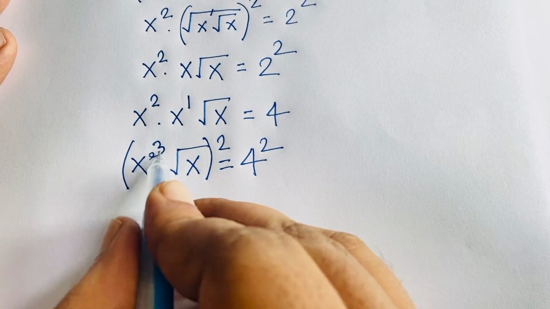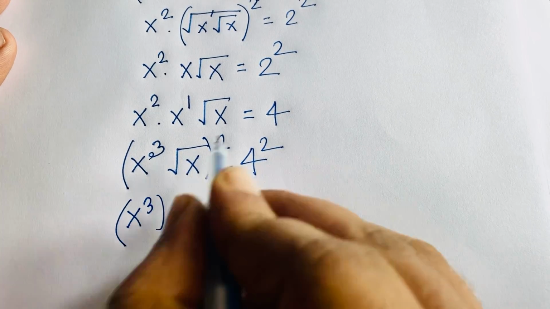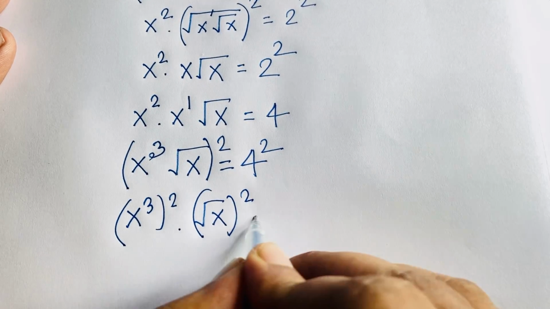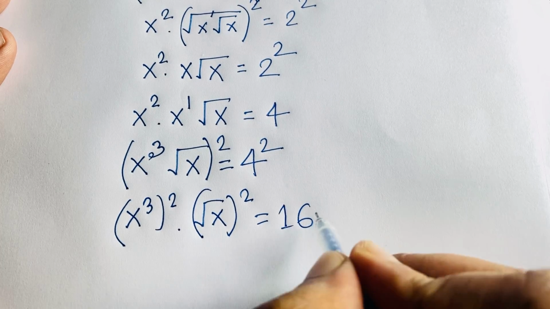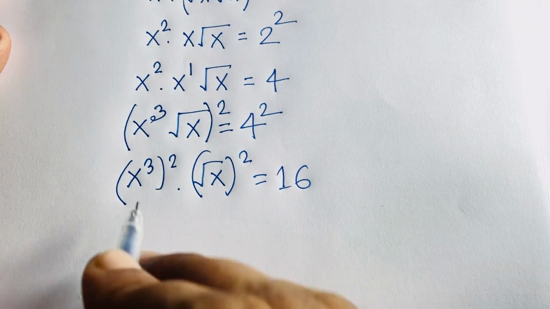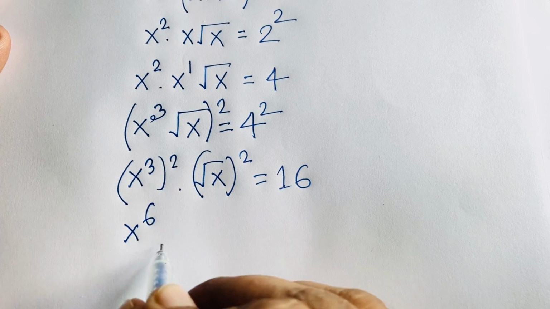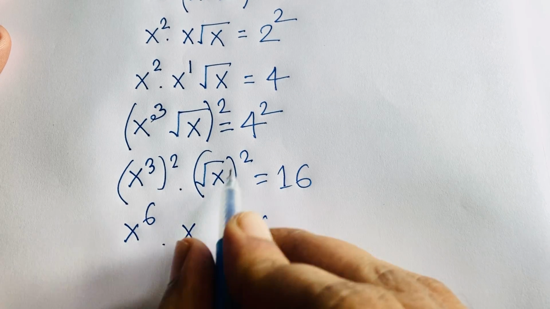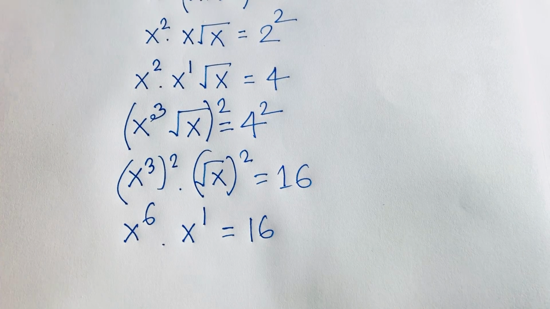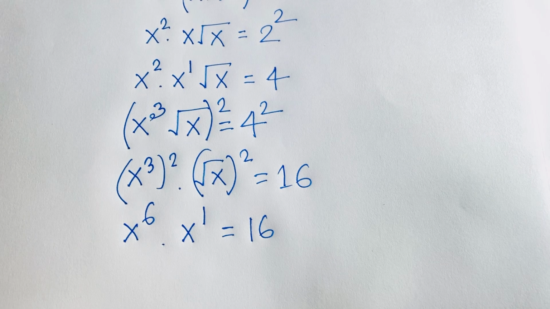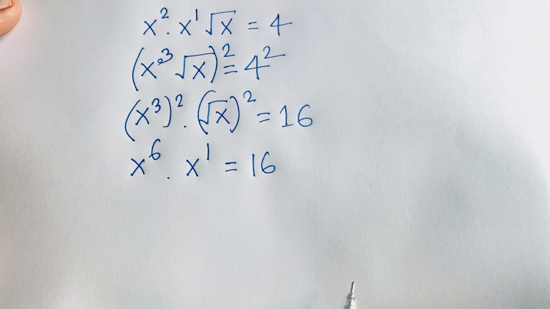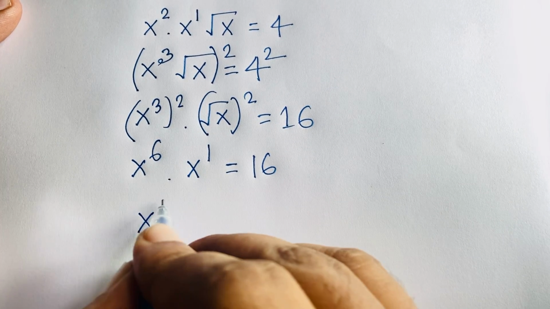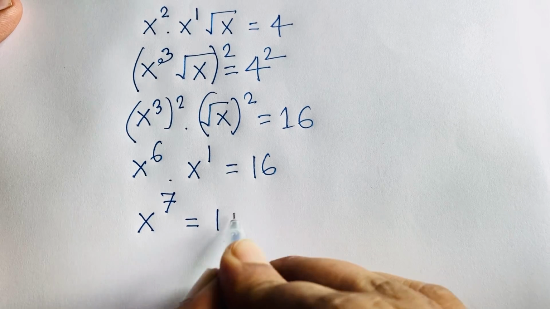Now x to the power 3 in brackets to the power 2, times the square root of x to the power 2, is equal to 16, because 4 to the power 2 is 16. Then here is x to the power 6, since 2 times 3 is 6, and the square root is cancelled. We find x is equal to 16. Because the square root is cancelled, the exponent is 1. Now 6 plus 1 is 7, because the base is the same, so x to the power 7 is equal to 16.